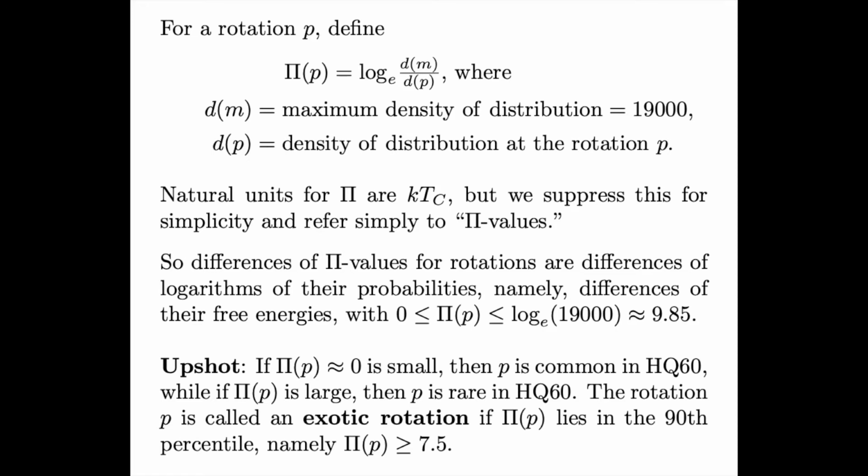Usually, it is only differences of free energies that can be computed in this manner, but we shall argue in a moment that these pi values can be taken as absolute approximations across different peptides in different proteins. The upshot is that the so-called exotic rotations in the 90th percentile, for which the distribution from HQ60 is relatively sparse, are distinguished by the fact that they correspond to protein details of large free energy.